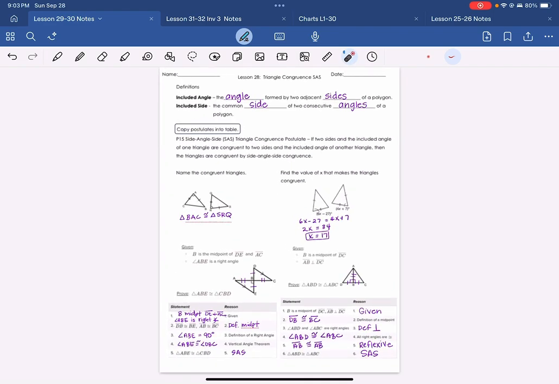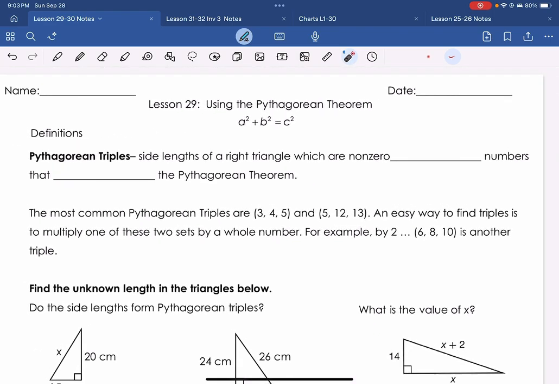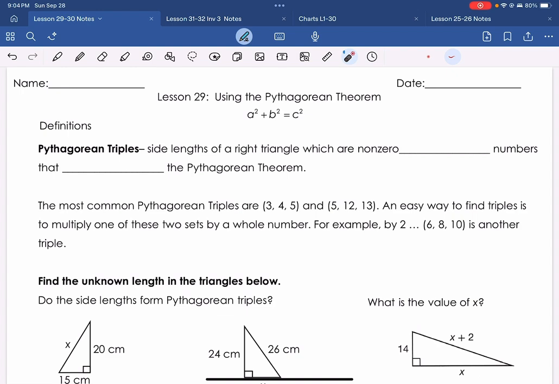That was lesson 28. Moving on to lesson 29. This is not new to you, but it will expand on your knowledge of Pythagorean theorem. A squared plus b squared equals c squared. Now there's something called Pythagorean triples. They're side lengths of a right triangle which are non-zero whole numbers that satisfy the Pythagorean theorem. Basically, it's a Pythagorean triple if and only if it has three beautiful whole numbers.